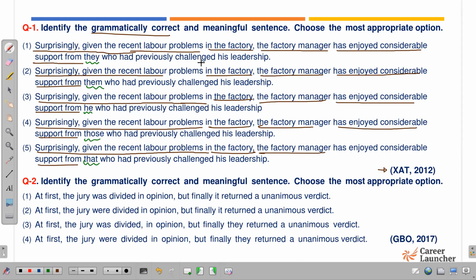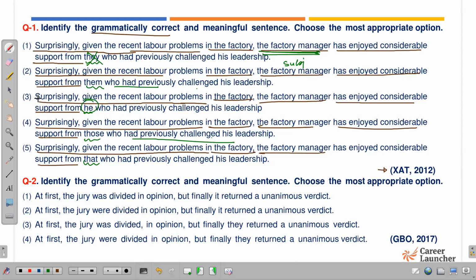Okay, so who were previously challenged, who had previously challenged. So the factory manager has enjoyed considerable support from them who had previously challenged his leadership, from those who had previously challenged his leadership, from they will not work because this is the subject, from them who had previously challenged his. So he has enjoyed, he is the subject, surprisingly the recent labor problems in the factory, the manager is the subject. So he is enjoying considerable support from those who had previously challenged, because we do not know from who had previously challenged his leadership.